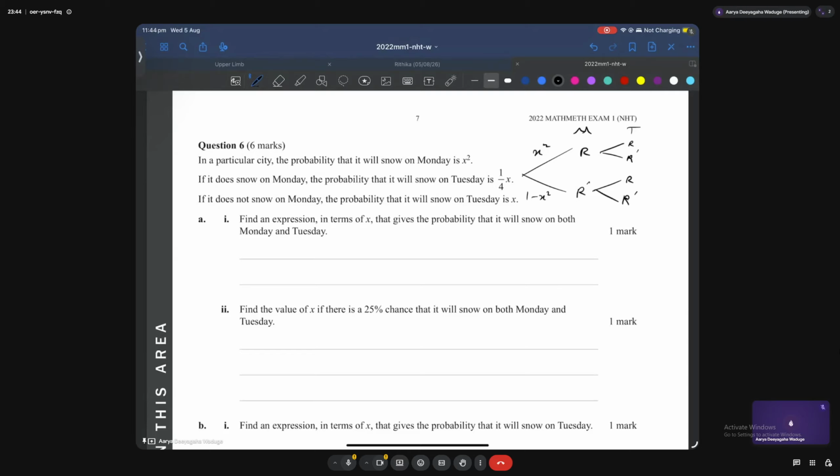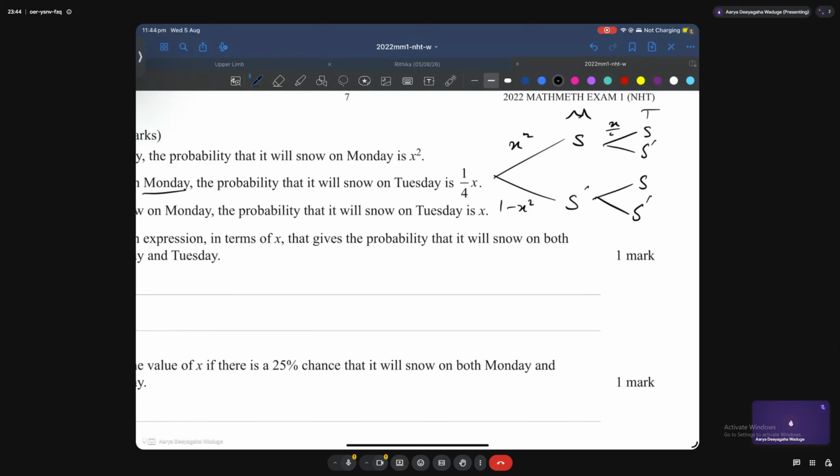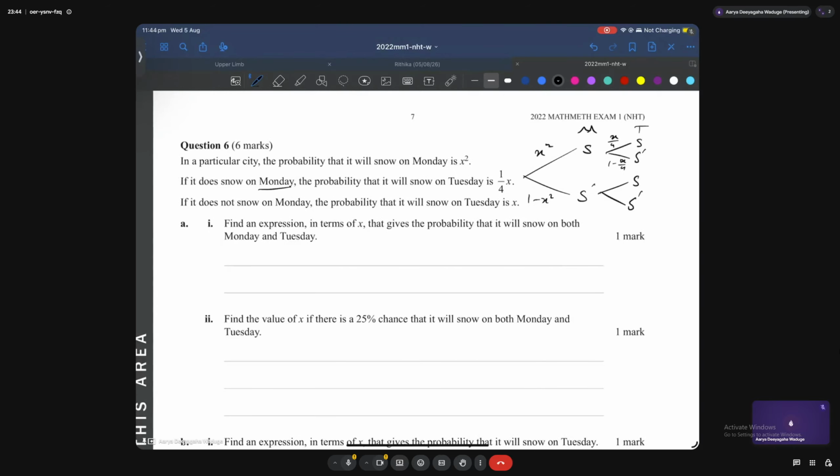Okay, so we'll just quickly write this out. So the probability, if it does snow on Monday, I'm saying rain instead of snow. Well, it doesn't matter, a small nitpick, but I'll do it anyway. If it does snow on Monday, the probability that it will snow is equal to x on 4. So this is x on 4. This is 1 minus x on 4. And here, if it does not snow, that it will snow, it will be x. Okay, so this is x and this will be 1 minus x. The probability that it will snow on both of these times is just equal to this branch here, so you just multiply these two, it's just going to be x cubed on 4.